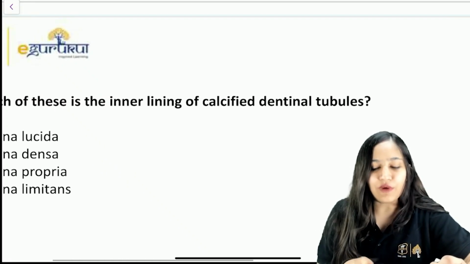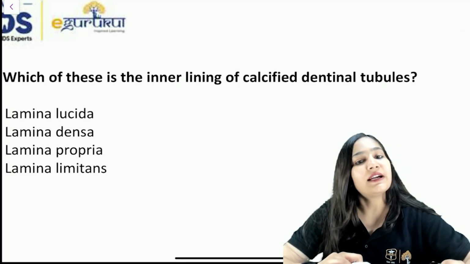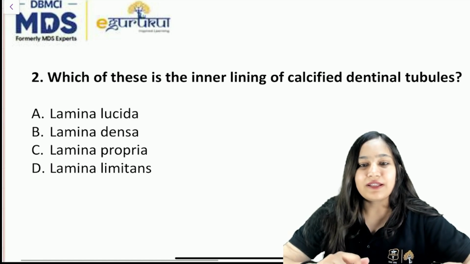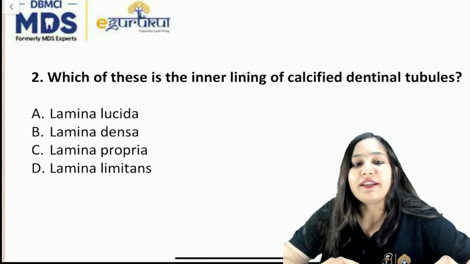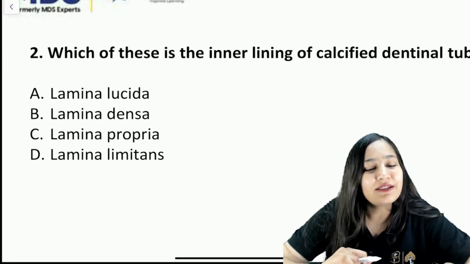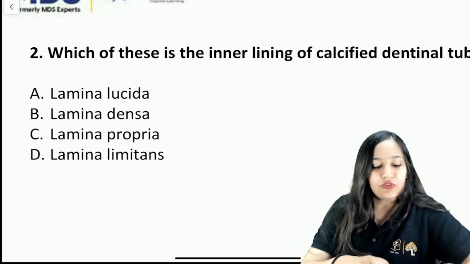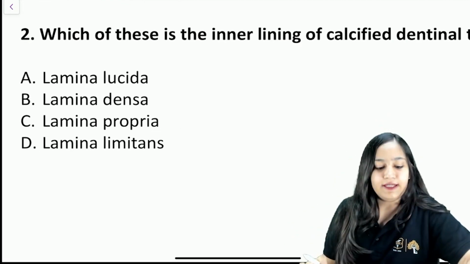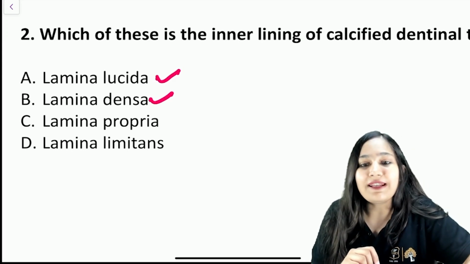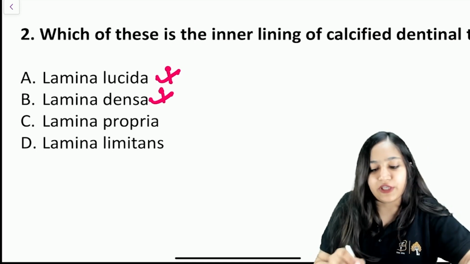Now coming to our next question, that is from dental histology. Which of this is the inner lining of calcified dentinal tubules? It is asked, inner lining of calcified dentinal tubules. Is it lamina lucida? Is it lamina densa? Is it lamina propria? Or is it lamina limitans? So from this option, you can easily say that lamina lucida and densa are parts of basal lamina. So this is not the correct option here.